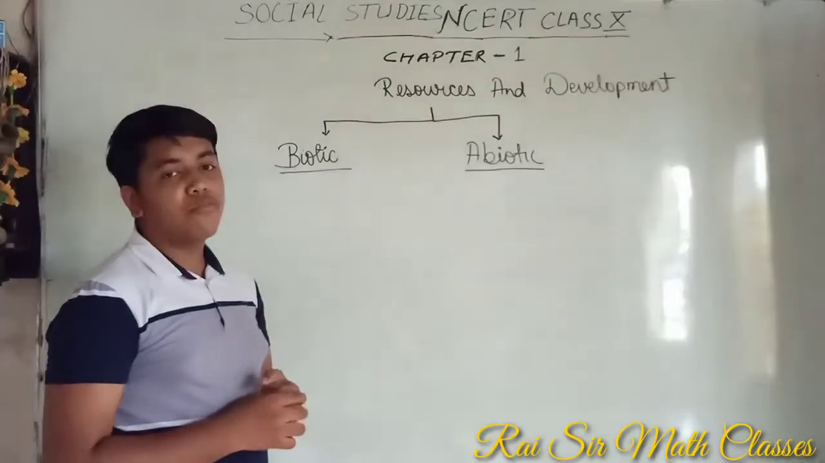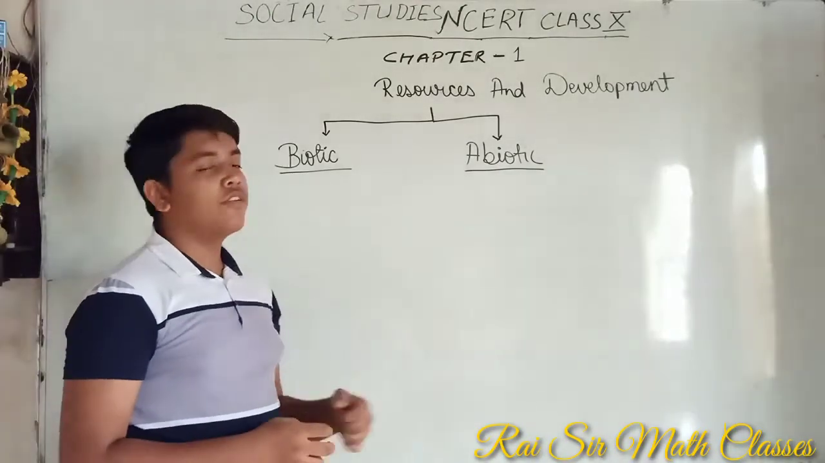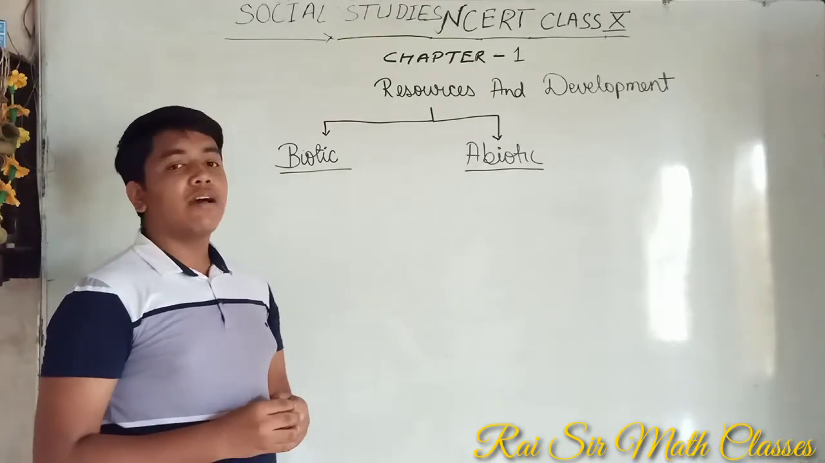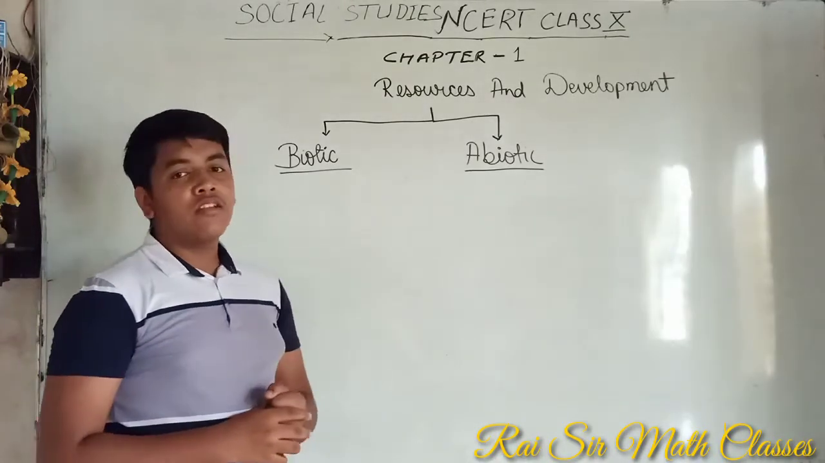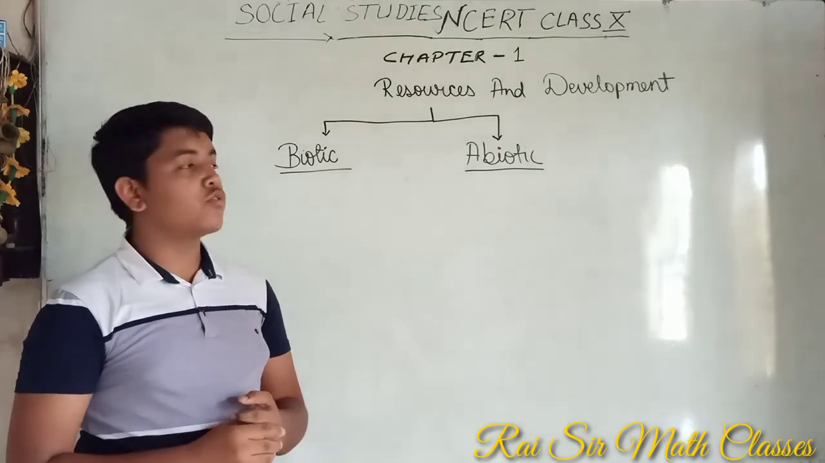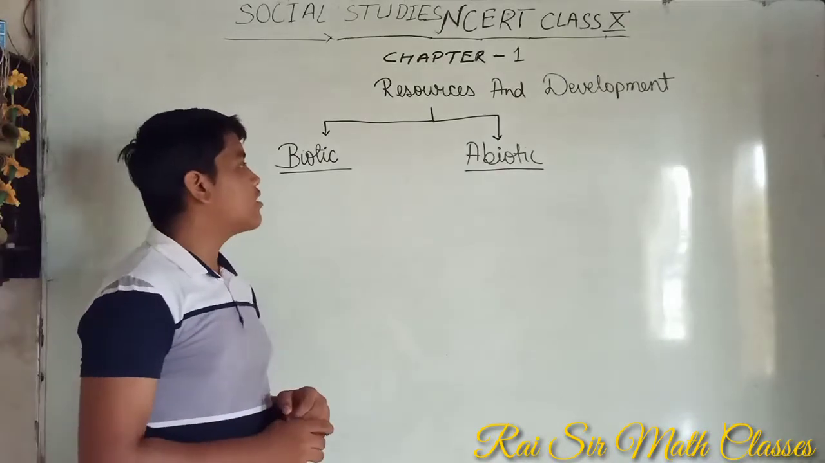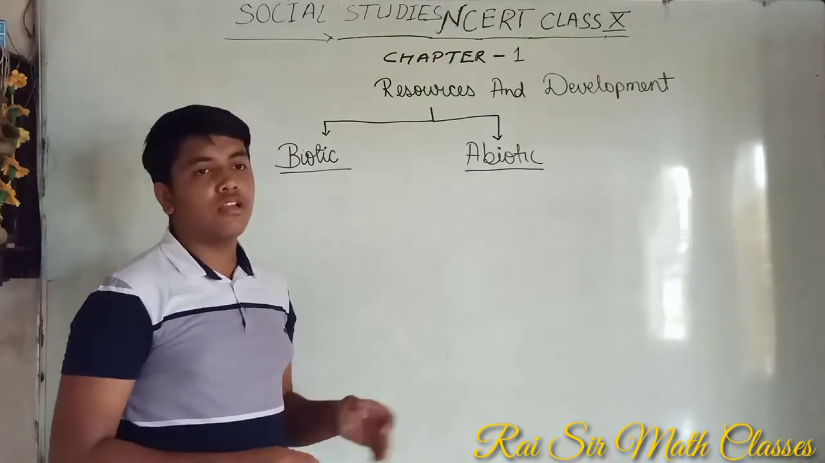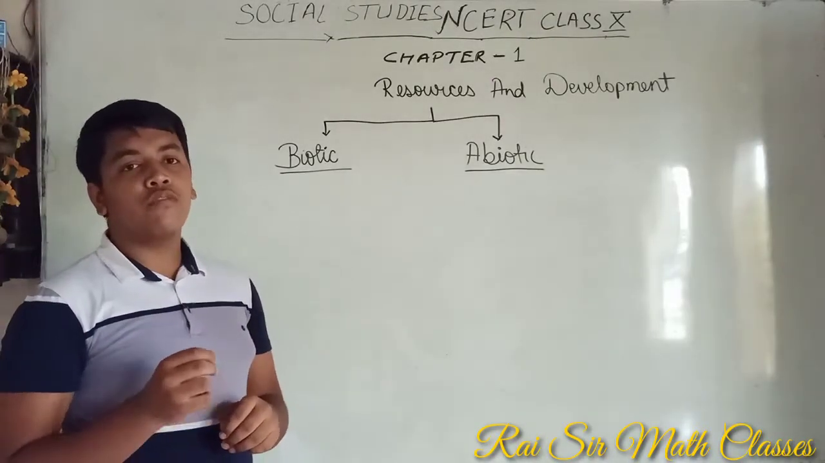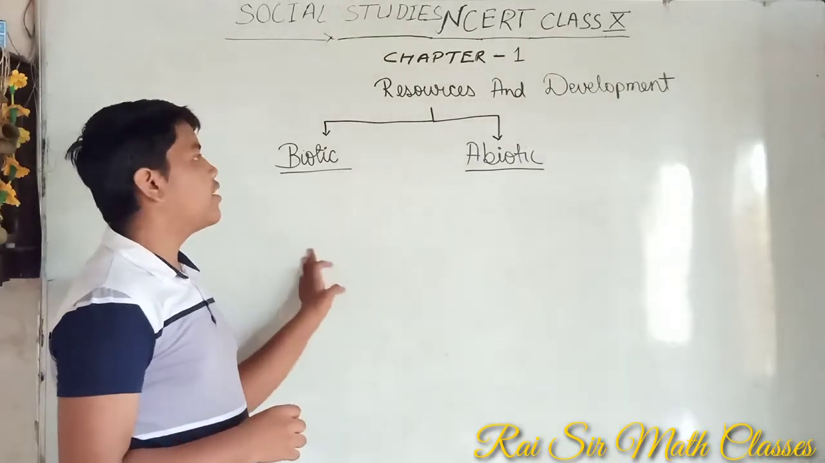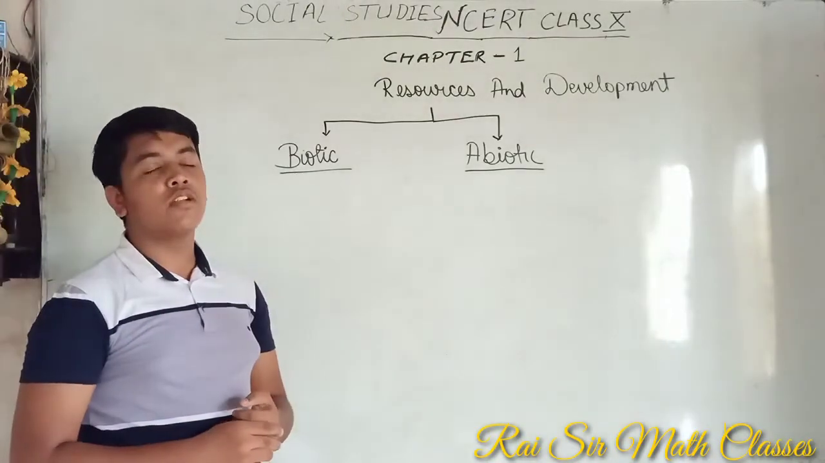So examples of biotic resources are humans, animals and plants. And in abiotic we take examples like water used as a water resource, or tidal power. The sun is also a renewable source of energy and can be used as an abiotic resource. So this is the basic difference: in biotic resources a living organism participates, and in abiotic resources non-living things participate.